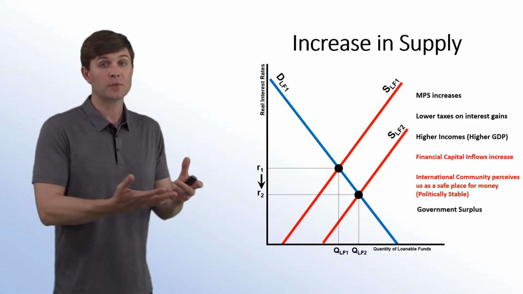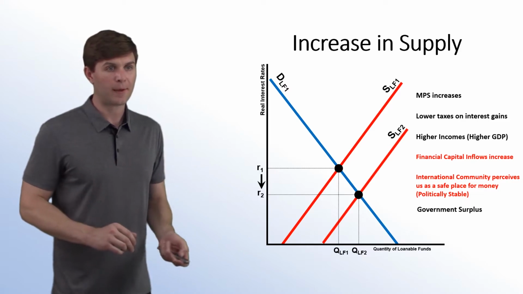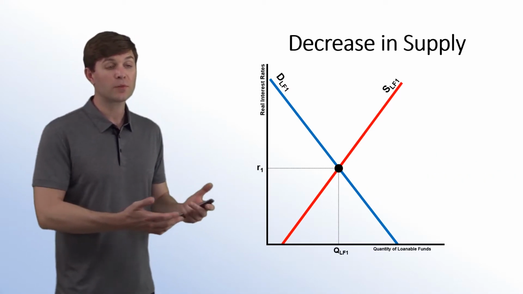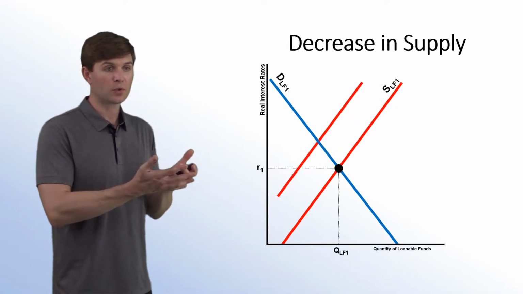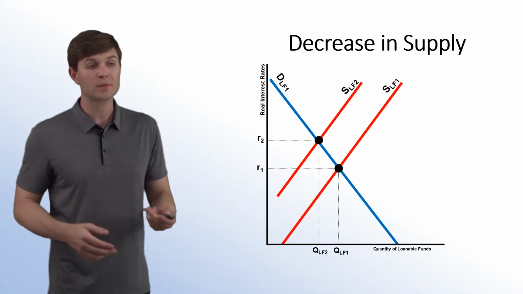If they have a surplus, there could be some savings added. So just keep an eye open for that one. All right. Now, a decrease in supply is anything that's going to shift our curve to the left, in turn causing real interest rates to increase and the quantity of loanable funds, the equilibrium, to decrease as well. So what are some things that could do this?